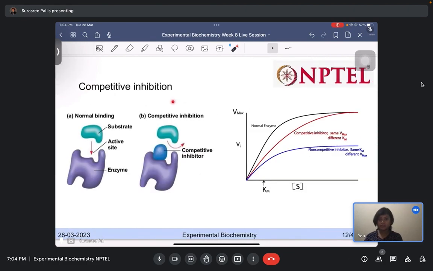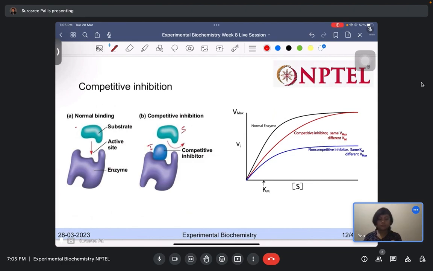The first is competitive inhibition. This schematic shows what type of inhibition it is. Here a substrate binds to the active site of the enzyme. This is a normal substrate, and it binds to the enzyme. But in case of competitive inhibition, the competitive inhibitor is a type of inhibitor which binds to the active site. So there is a competition, and that is why it is called competitive inhibition. There is a competition between the substrate and the inhibitor. This one is the substrate and this one is the inhibitor.